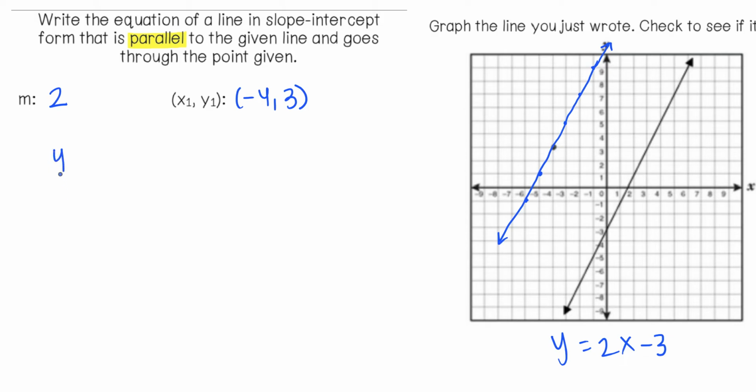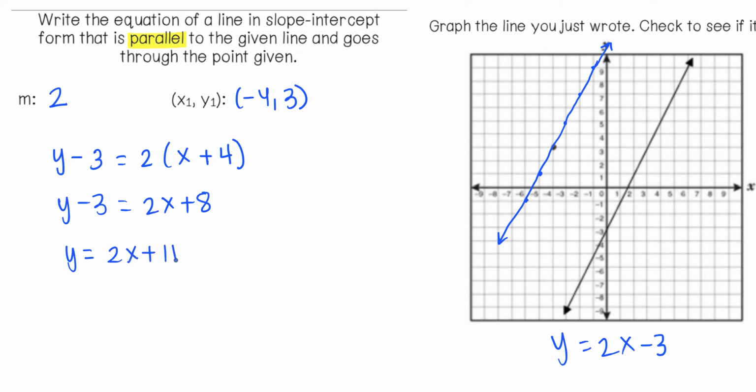So we're going to do y minus y1, which is 3, is equal to our slope times x minus x1, so minus a negative is positive 4 there. And then we're going to go ahead and simplify. So distribute your 2. 2x plus 8 is what we get on the right side. We're going to add 3 to both sides, so 2x plus 11 becomes our final equation there.